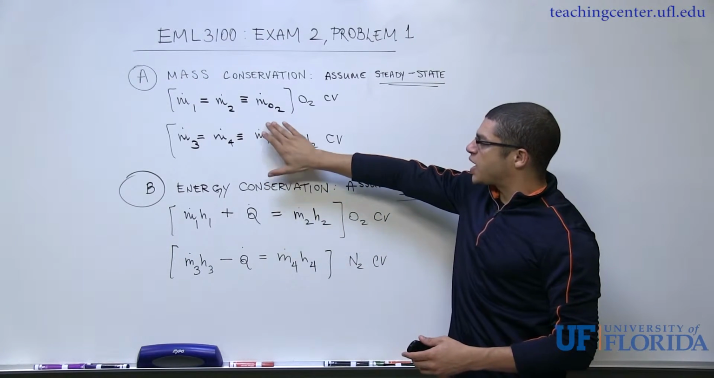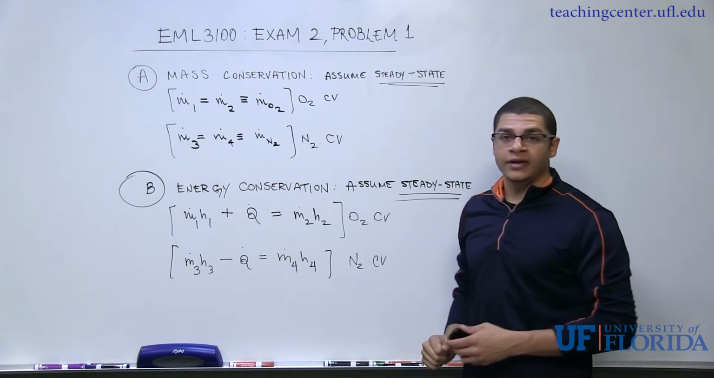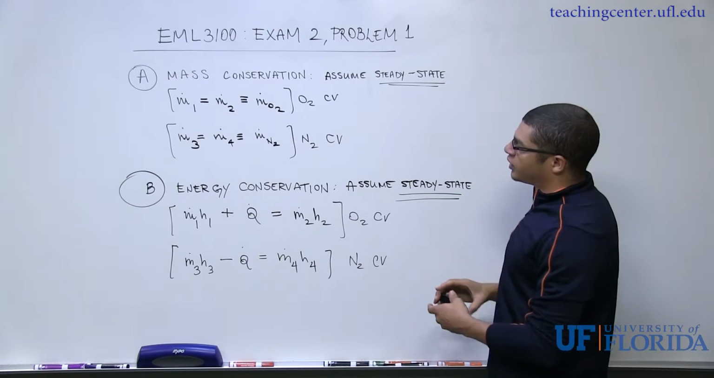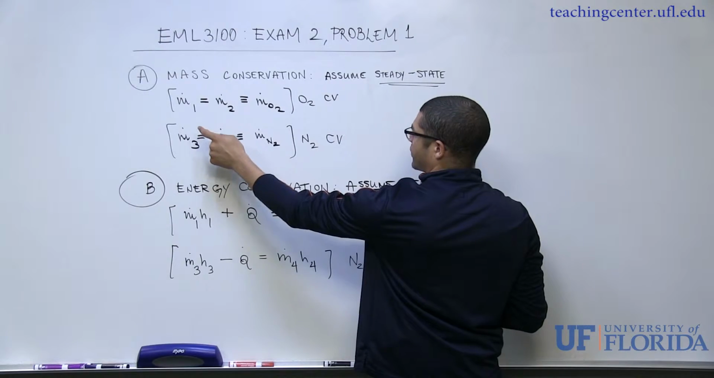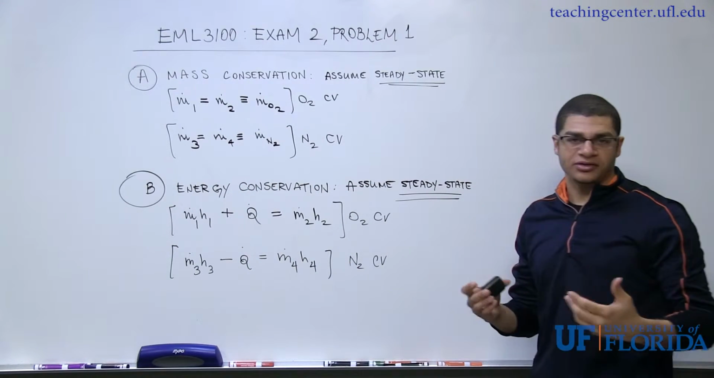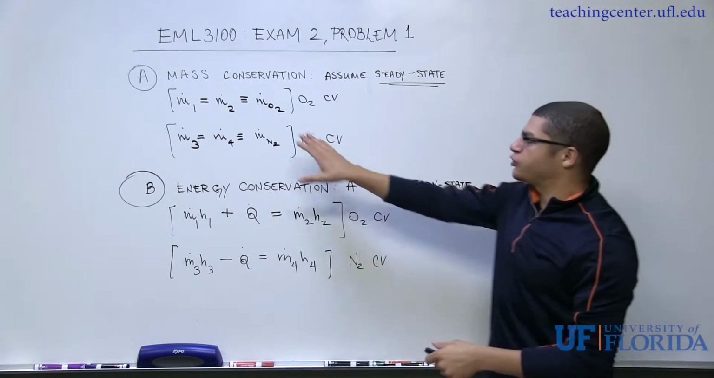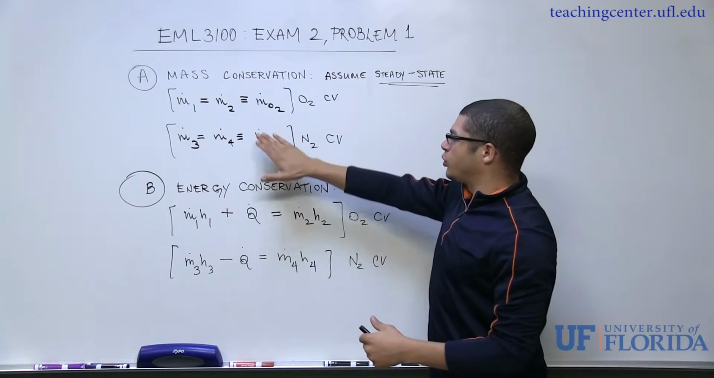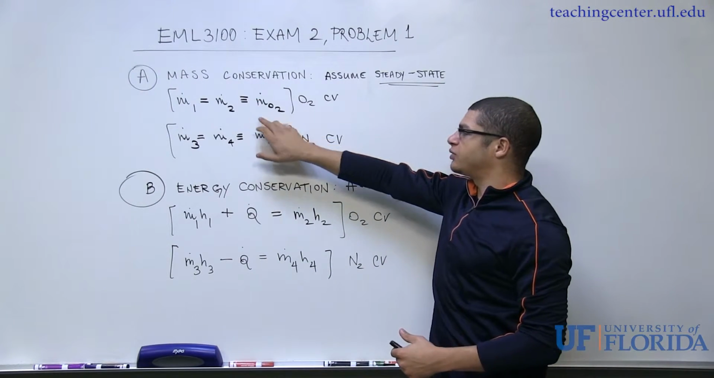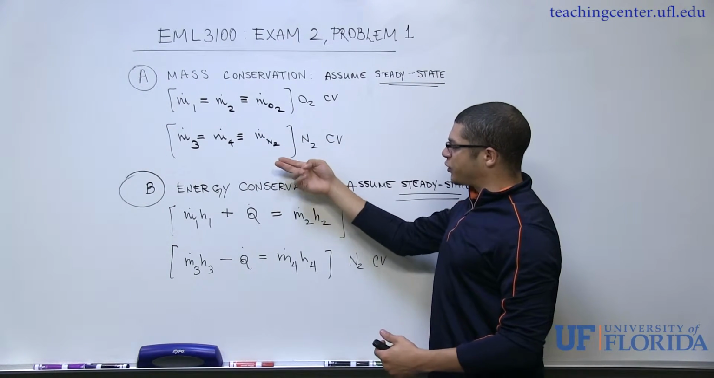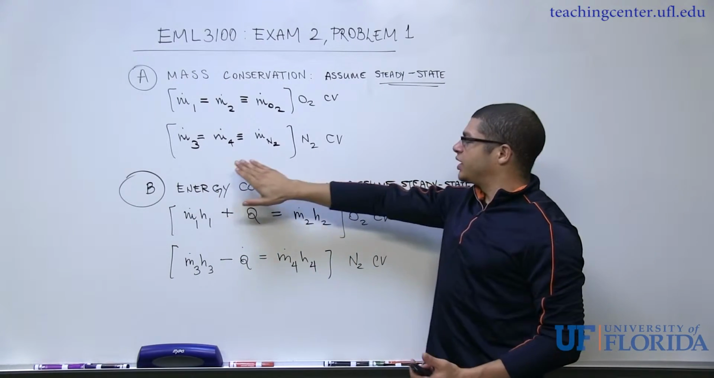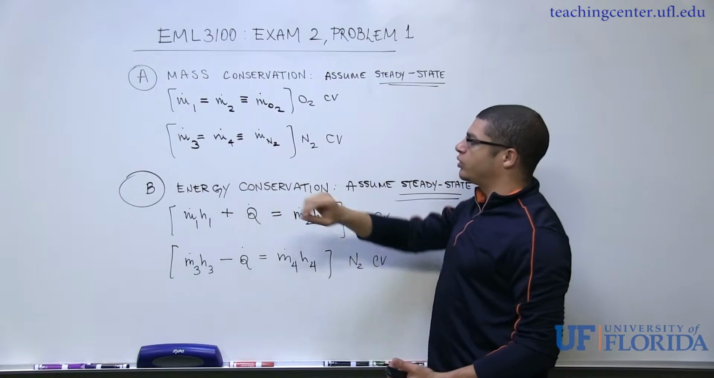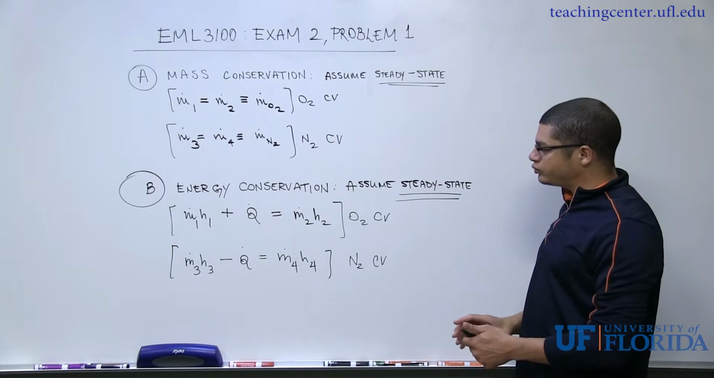So conservation of mass reduces to the following with this assumption. Really just the mass flow rate into the system, the oxygen system at 1 is equal to the mass flow rate out of the system at 2. And because they're equivalent, we can combine them into one variable that I'm going to define as m dot O2. Very similar on the nitrogen side, m dot 3 is equal to m dot 4. And I'm going to combine these into one variable, m dot N2.